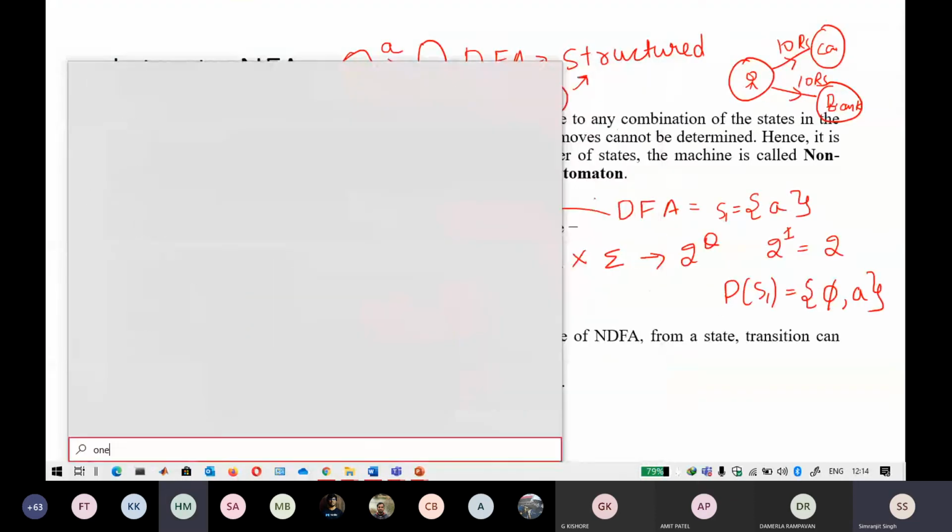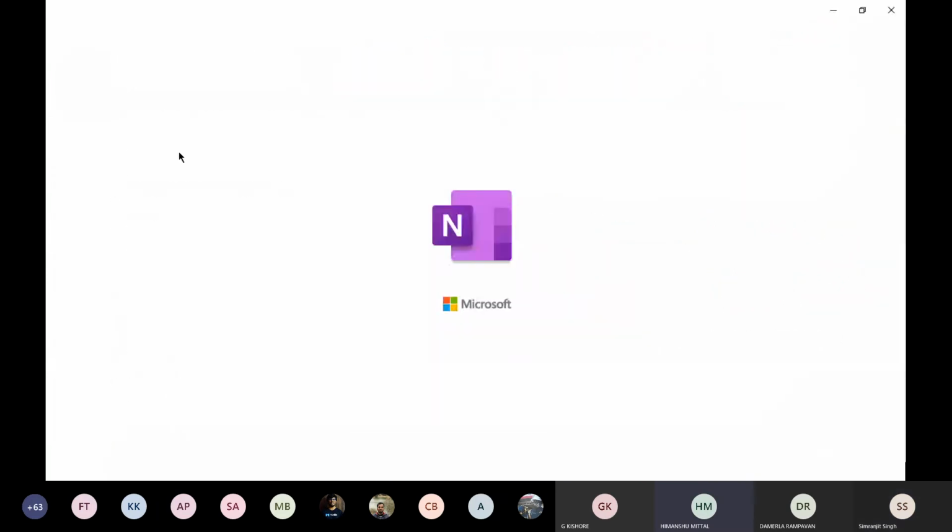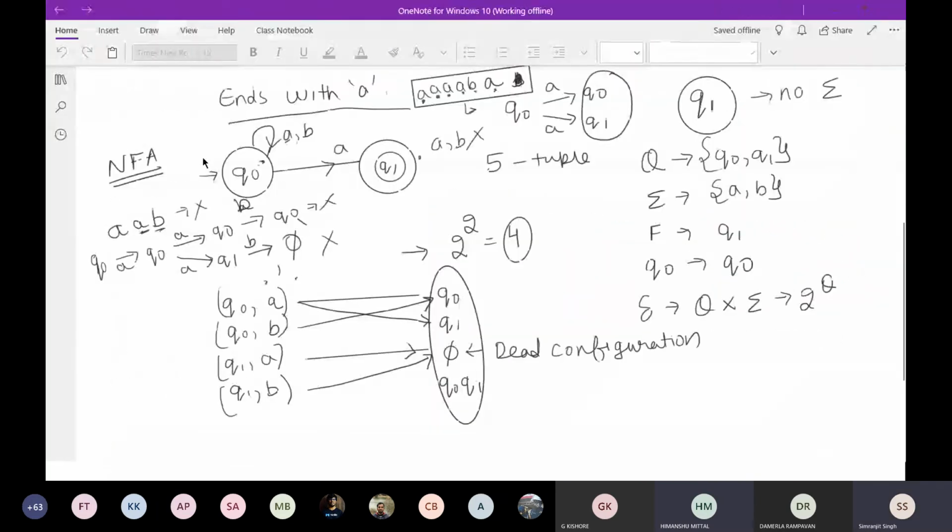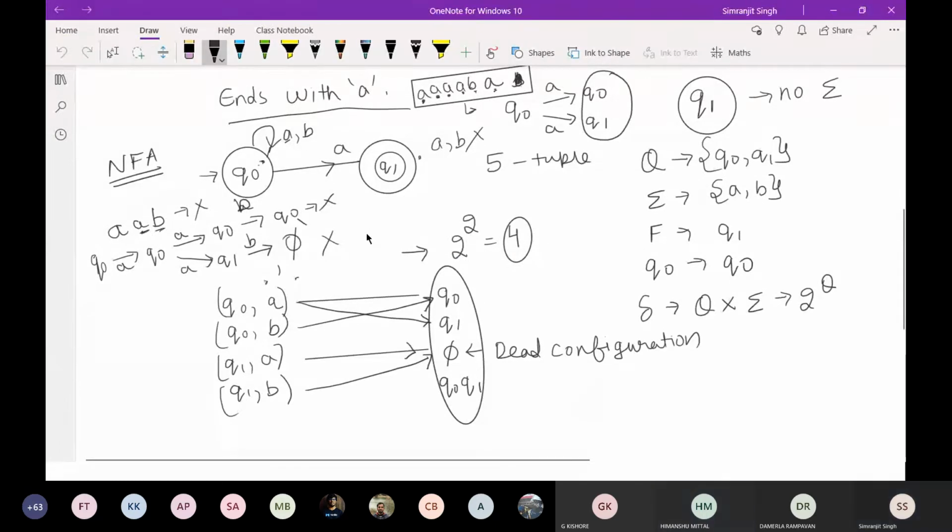Sir, if any path reaches the final state, then we say that it is in the language, right? If any path leads to the final state, then it lies in the language. Okay, sir. If that path is not defined, it means it doesn't lie in the language. Okay, so in DFA, if you remember, if any path leads to the final state, the string lies in the language.